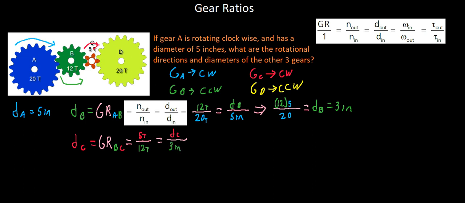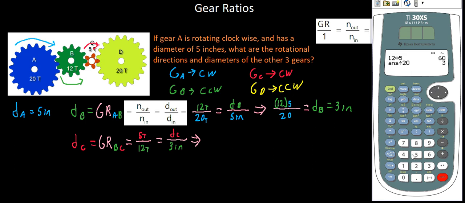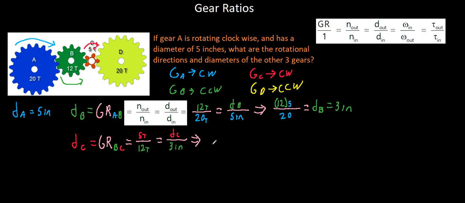And so to figure this out, we would, of course, just cross multiply and divide again. So we can pull out our handy-dandy calculator. We could say, what is 5 times 3? And then we can divide whatever that is by 12. So 15 divided by 12 is 1.25, so the diameter of gear C is 1.25 inches. And so that was really easy. And so we'll find out that the diameter of gear D is just as simple.